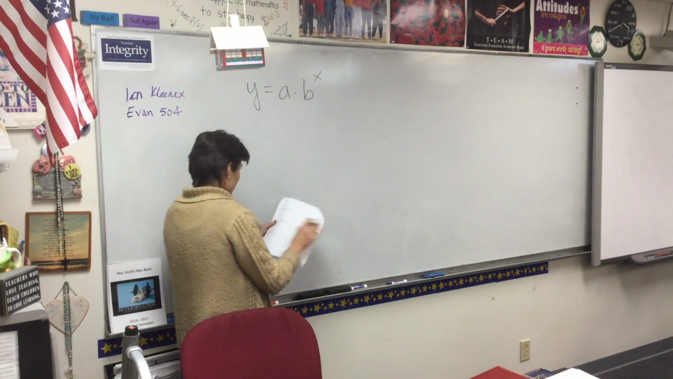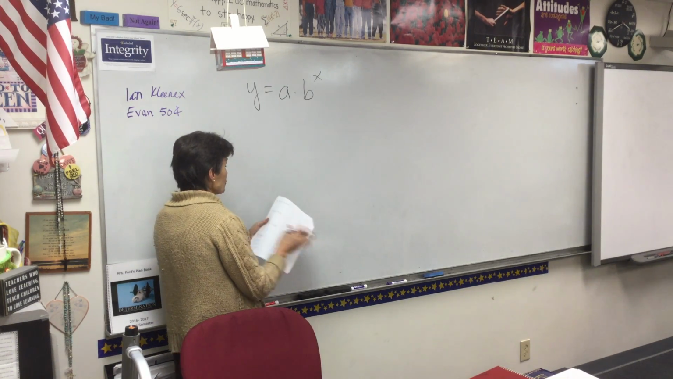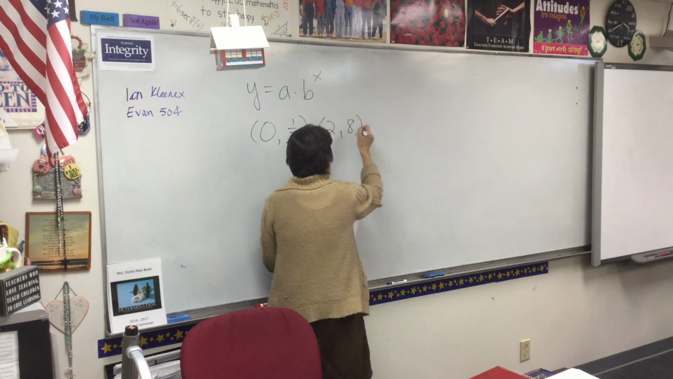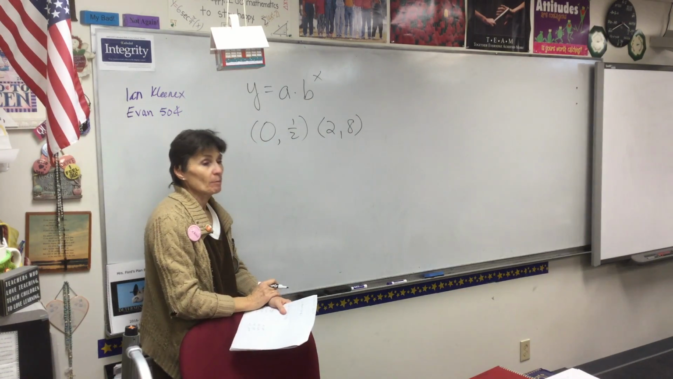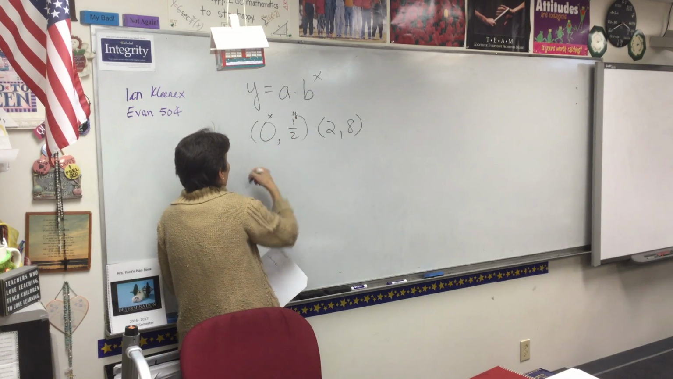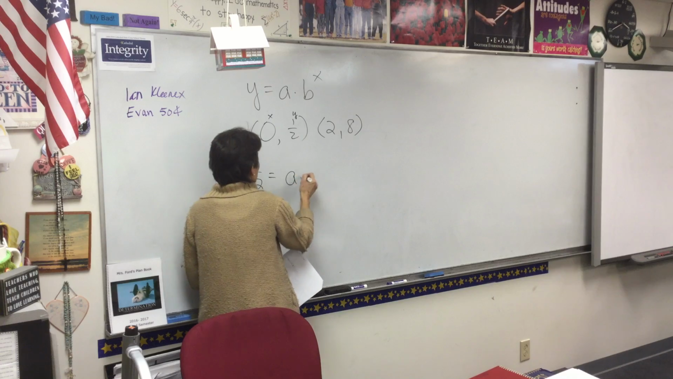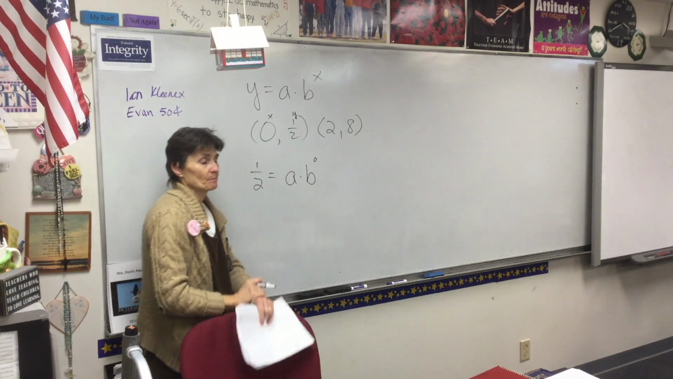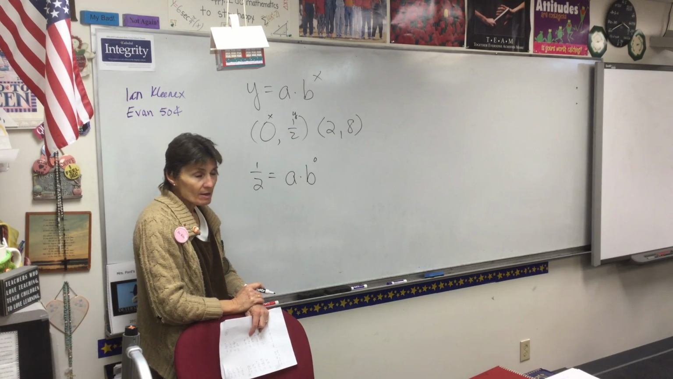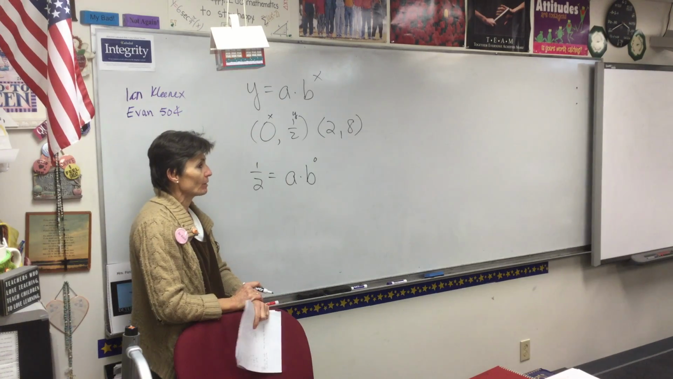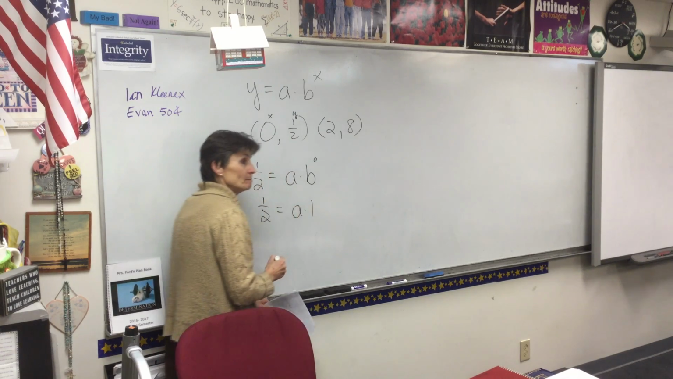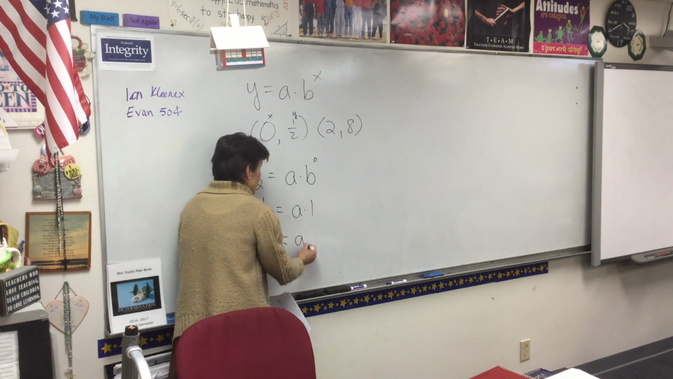So, in problem B, this is 2b. I'm on the back of page 24. I have 2 points. So we start with the point that has the 0, and we plug it in for the x and the y. So 1/2 equals a times b to the 0. And then we discussed yesterday, and I told you all you had to remember that anything to the 0 power is always going to be 1. So 1/2 equals a times 1. So 1/2 equals a.